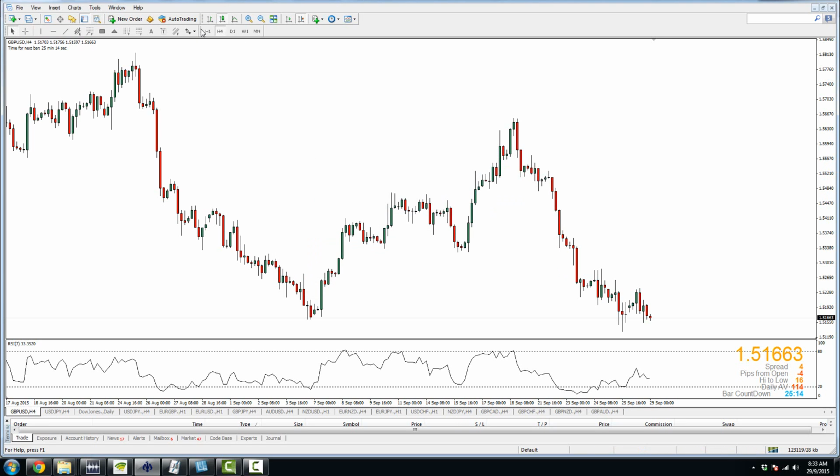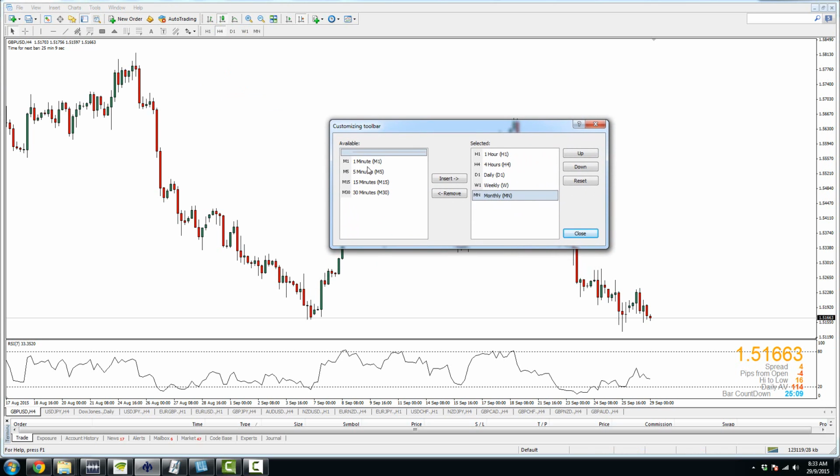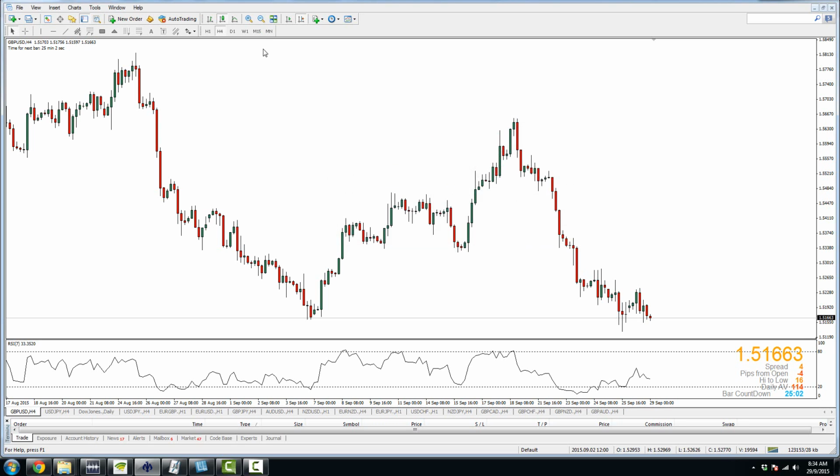Time frame wise, some of you like to trade other time frames, for example the 1 minute, 5 minutes, 15 minutes, and 30 minutes. For me, I only trade the hourly all the way up to the monthly. But if today I have time to scalp and I want to see the 15 minute chart, I press the 15 minute, I press insert, and now you see that it appears on my platform.